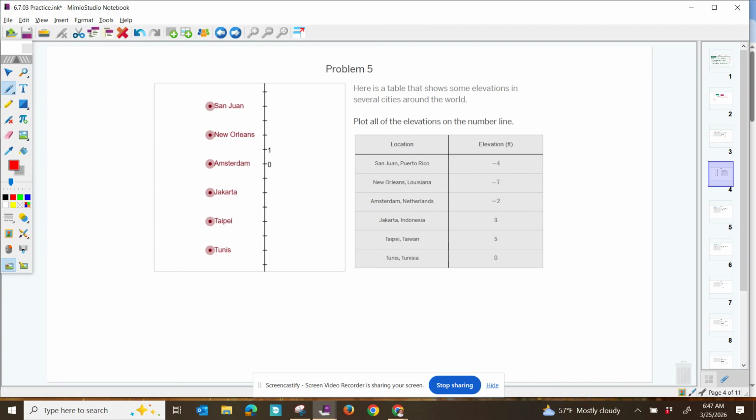Looking at the number line, if that's 0, I've got negative 1, negative 2, negative 3 counting down, negative 4, negative 5, negative 6, negative 7. Going the other way, 2, 3, 4, 5. San Juan is at negative 4. Would be a dot right there. New Orleans is at negative 7, which is a dot way down there. Amsterdam is at negative 2. Jakarta is at 3. Taipei is at 5. And Tunis is at 0. And so I'd have dots at all of those locations if I did this online.